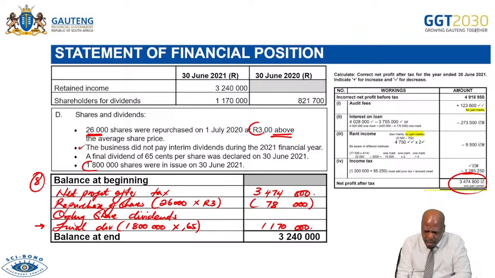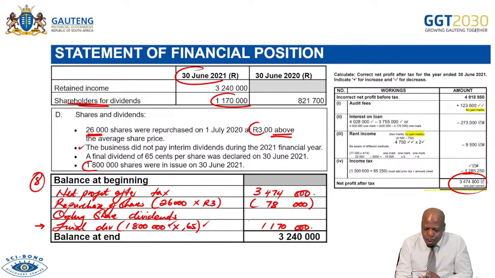1,170,000. Someone is saying, but Mr. Simbi, why did you have to calculate it? Because it was given. Where was it given? Remember, 30 June 2021, there it is, shareholders for dividends. So it was given. If it was not given, this is how you would have calculated it. But in this case, it was given.